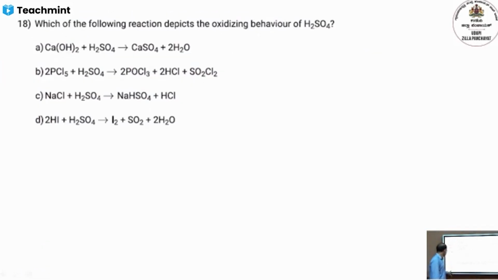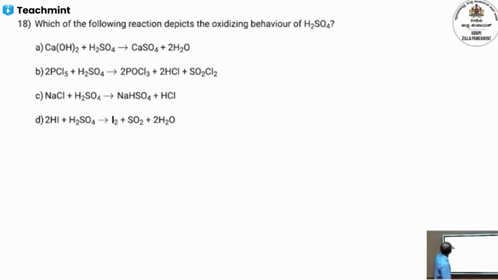Next one is, which of the following reactions depicts the oxidizing behavior of sulfuric acid? To depict the oxidizing behavior of sulfuric acid, what should happen? That's what we have to look into. For oxidizing ability, we have to see from where it removes hydrogen. That is one possibility, or else we can think of changing the oxidation state. So sulfuric acid should oxidize, and the oxidation number should change.